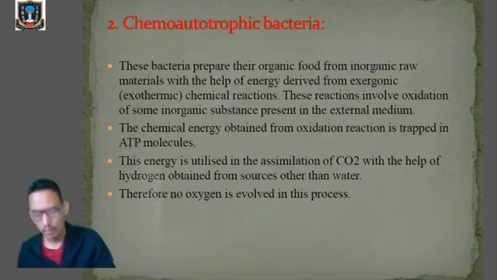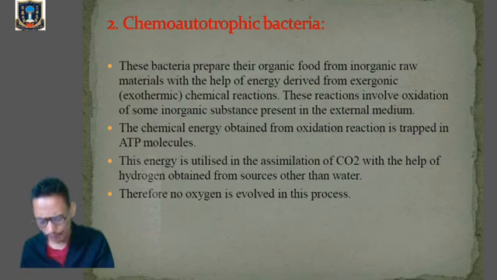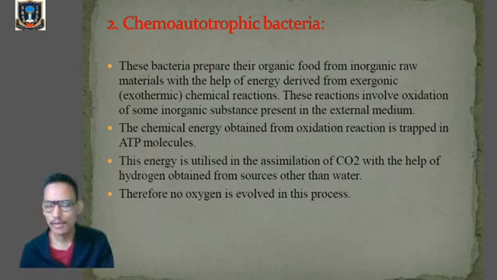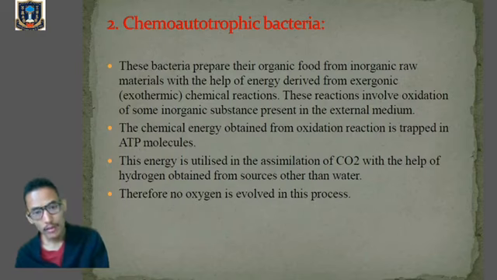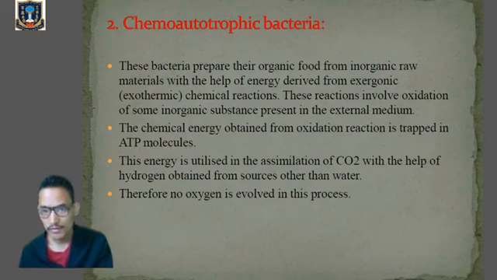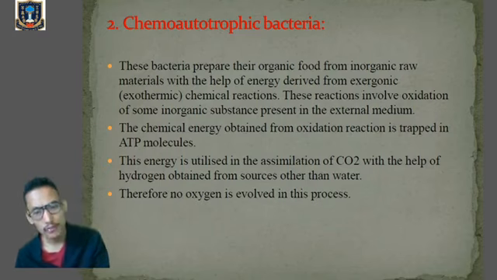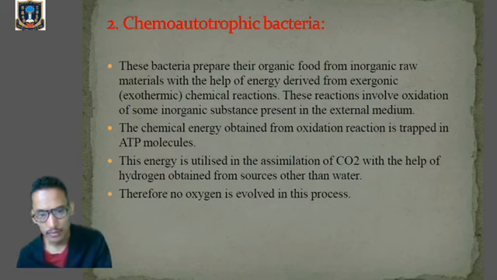Now let's go to the second type, the chemoautotrophic bacteria. These bacteria prepare their organic food from inorganic raw material with the help of energy derived from exothermic chemical reactions. These reactions involve oxidation of some inorganic compound present in the external medium. The chemical energy obtained from the oxidation reaction is trapped in the form of adenosine triphosphate molecules, which is utilized for the assimilation of carbon dioxide with the help of hydrogen obtained from sources other than water.